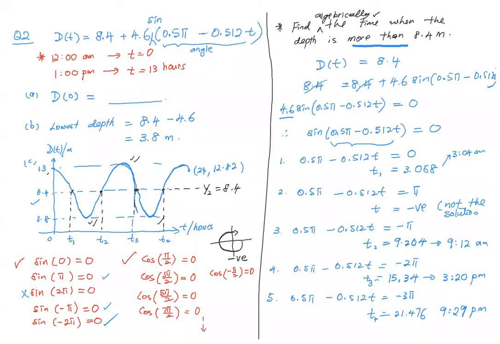Right? So now, I said more than, am I right? So that means from 0 to t1, from t2 to t3, and from t4 to 24. You get me? Yes. So you have to write down that.